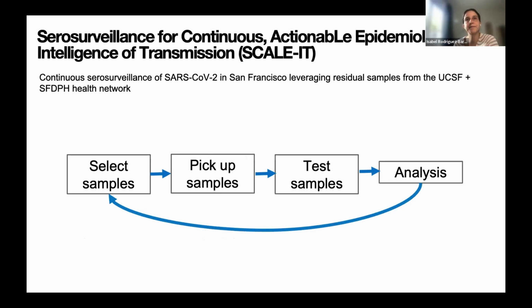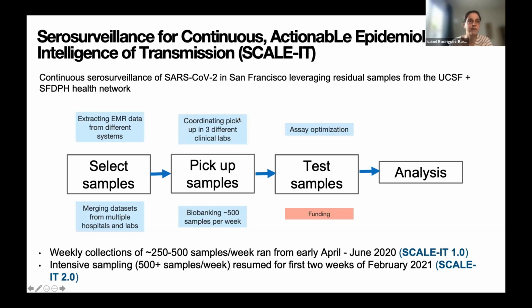So early in the pandemic, we launched a project to do surveillance in San Francisco using the UCSF and San Francisco Department of Public Health network residual samples. We thought this would be super easy: just select the samples using electronic medical records, pick them up from the labs, test them, and done, and it would be super fast. Of course, at the end of the day, the project was much harder than we thought. The extraction of the EMR data, the coordination of the pickups, biobanking, everything was a lot of work. And the biggest challenge was that we couldn't secure funding to continue this, so we were only able to conduct it over the first year of the pandemic. But still, it was an interesting experience, and I think it has potential if done systematically.